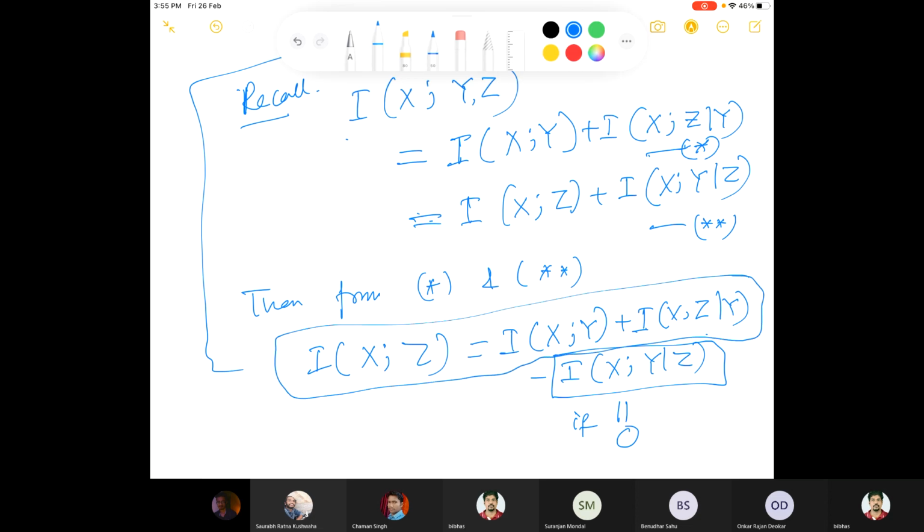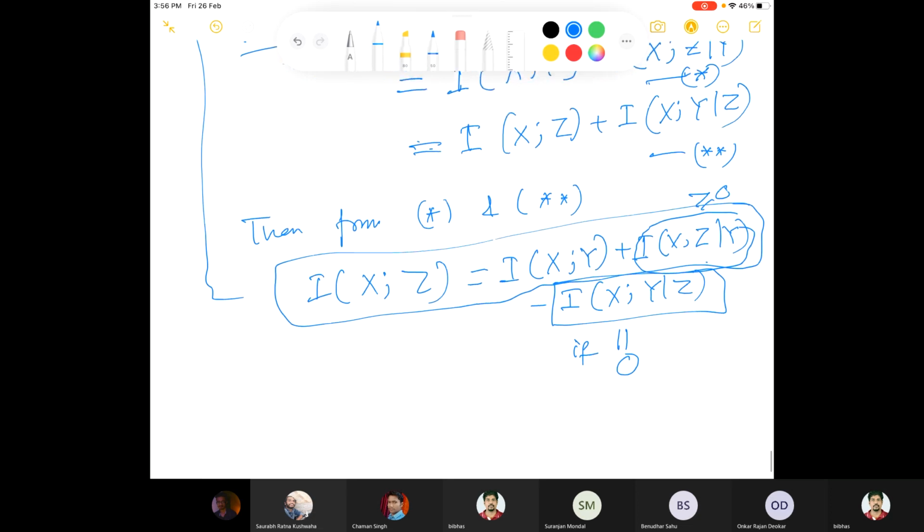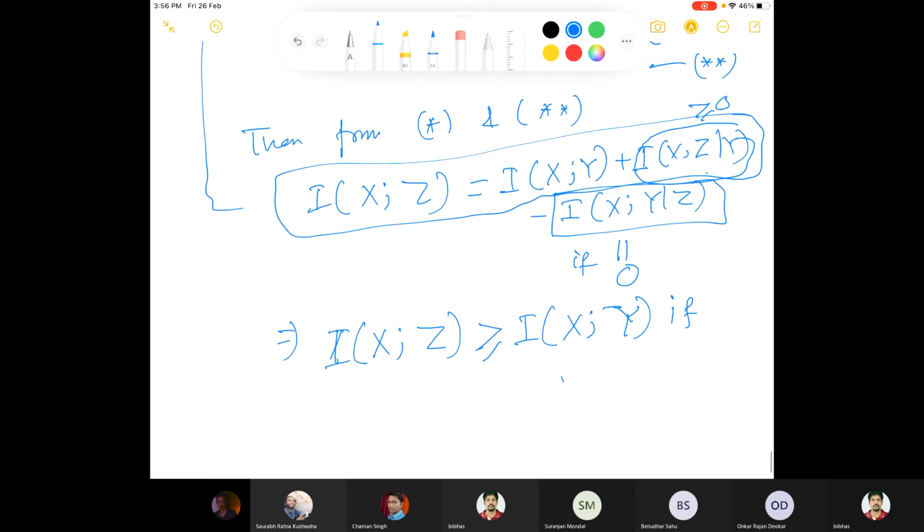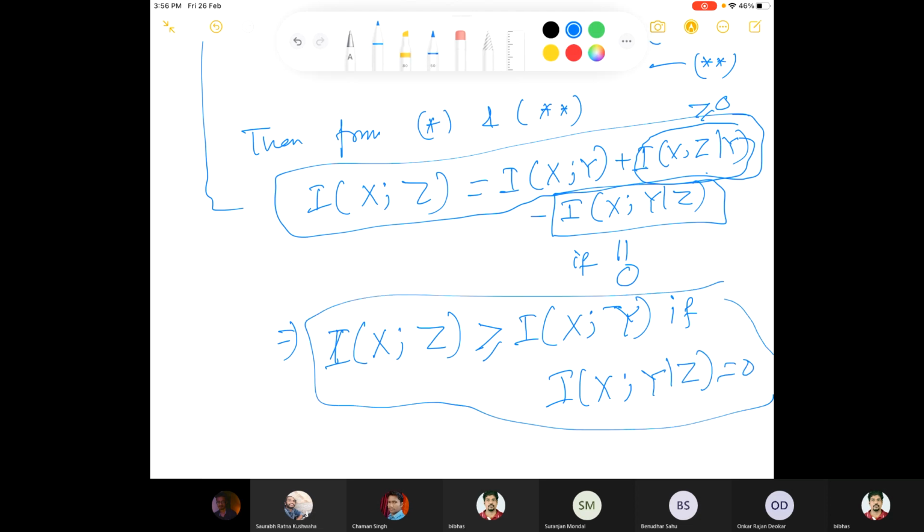But we also proved that this conditional mutual information is always bigger or equal to zero. In fact, this was also in the last question of the last assignment. So this is bigger or equal to zero. That means we can say I(X;Z) is bigger or equal to I(X;Y) if I(X;Y given Z) is equal to zero. This is the observation from here.